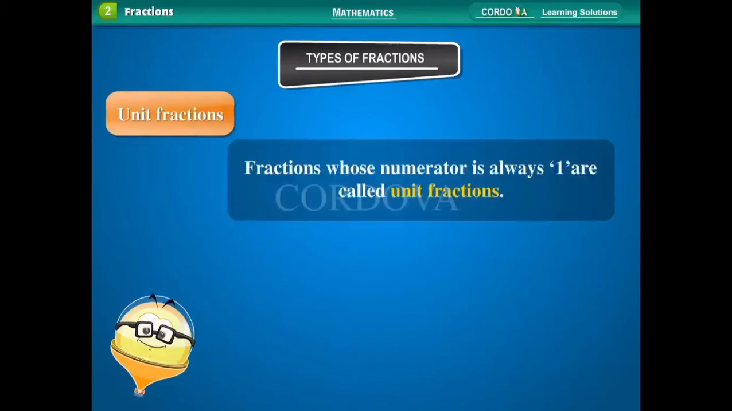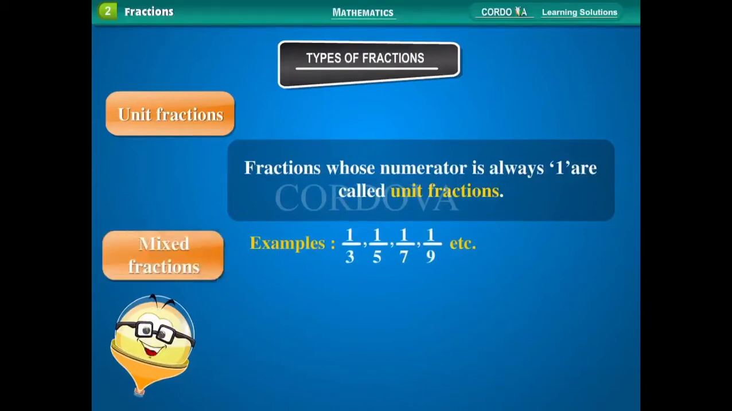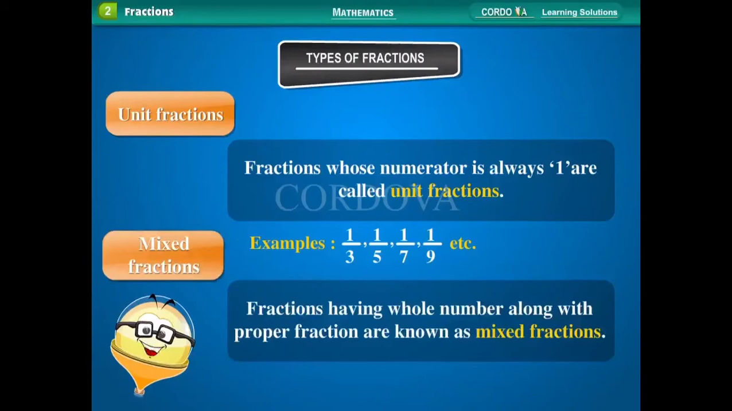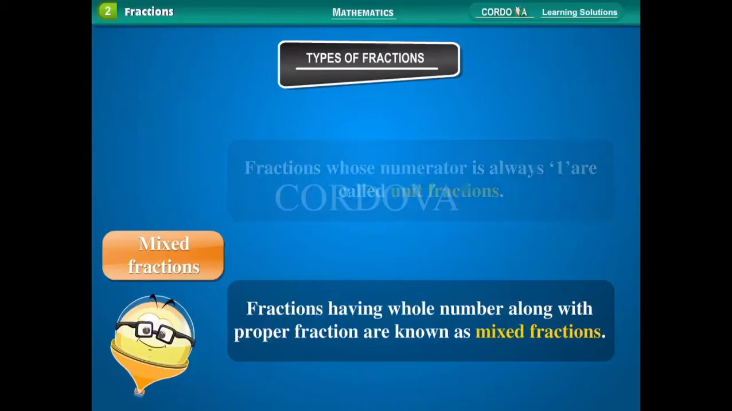Unit fractions. Fractions whose numerator is always 1 are called unit fractions. Examples: 1 upon 3, 1 upon 5, 1 upon 7, 1 upon 9, etc. Mixed fractions. Fractions having a whole number along with a proper fraction are known as mixed fractions. Examples: 1 and 2 upon 3, 1 and 4 upon 5, 2 and 2 upon 3, etc.